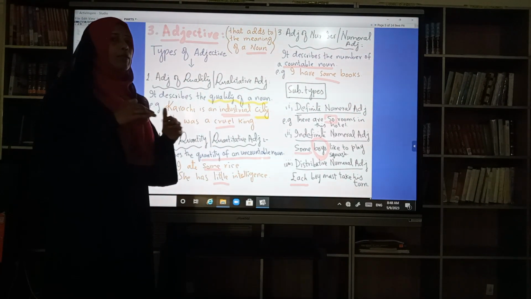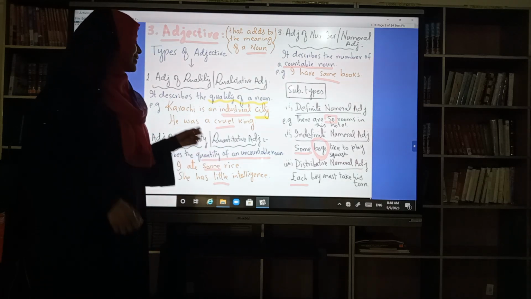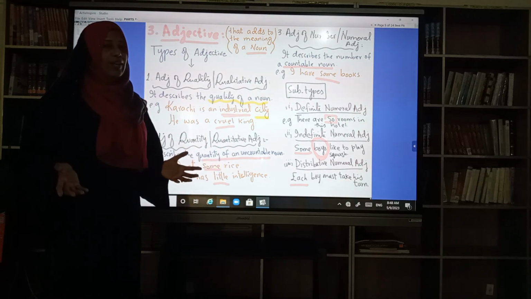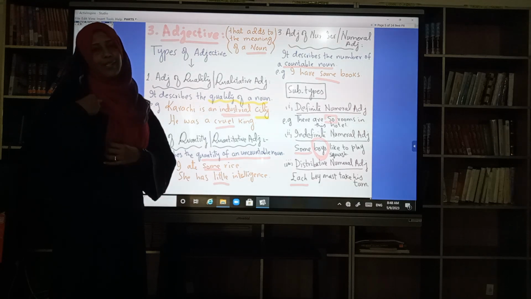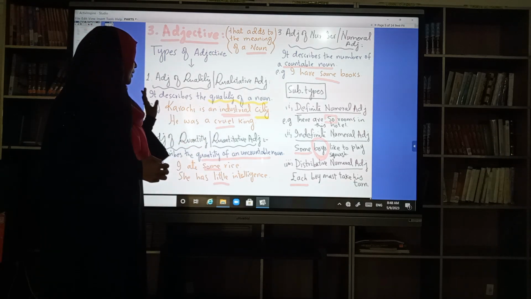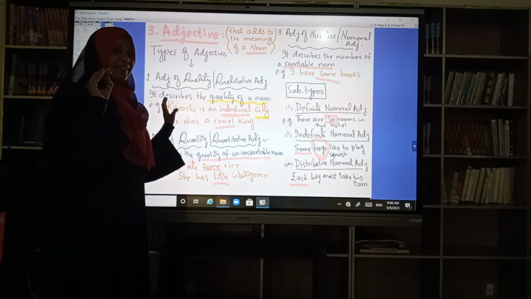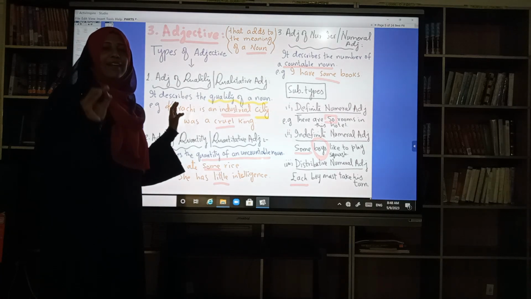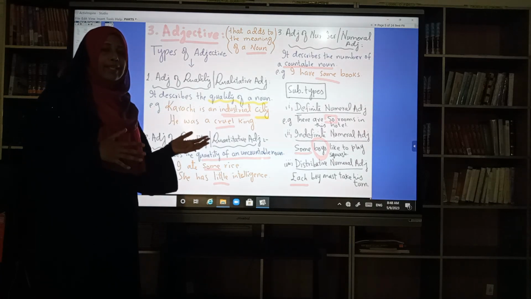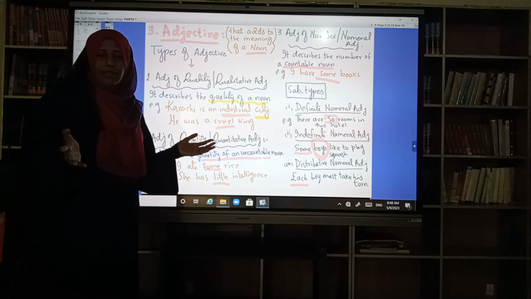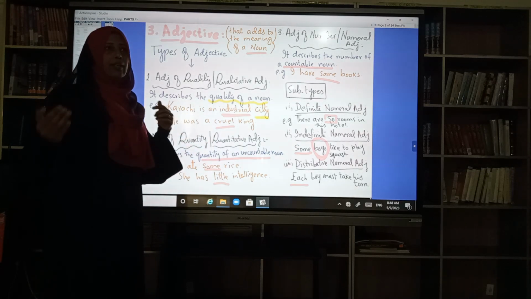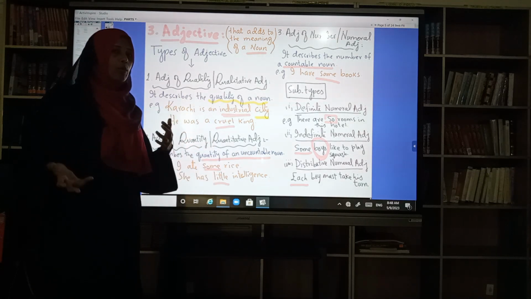Now the types of adjective, that is the main task. First one is adjective of quality or qualitative adjective. It has two names, but you must remember it describes the quality of a noun. Quality could either be the characteristic, and it could be even a good or bad characteristic or point.